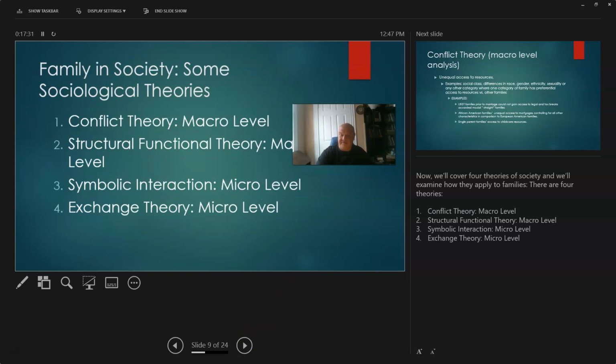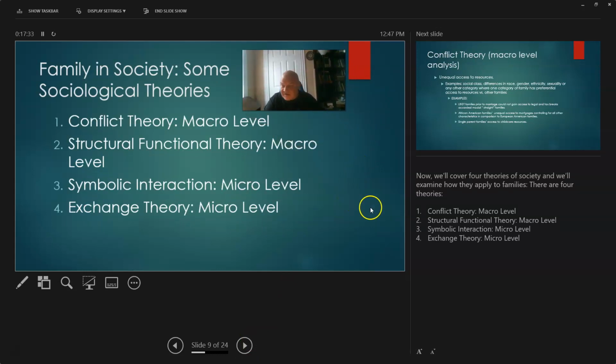Okay. So here are some sociological theories. There are four of them that we're going to cover. Or we're going to cover actually five, but here are four to get us started. Conflict theory, structural functional theory, symbolic interaction, and exchange theory. Okay. Notice that two of these are what we call macro level, or big patterns, and two of these happen at a micro level.